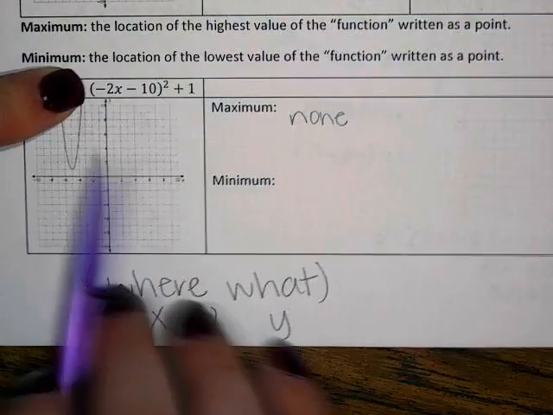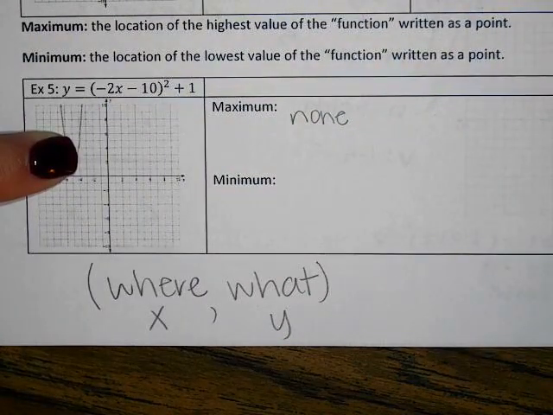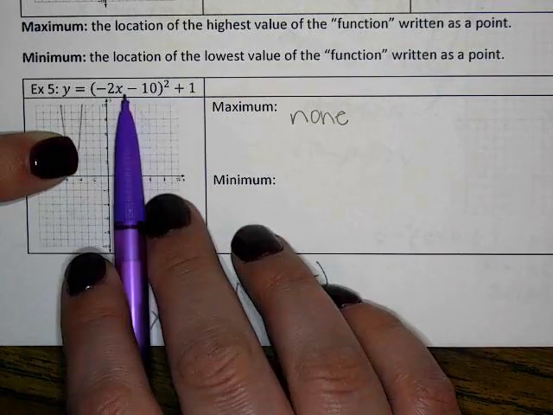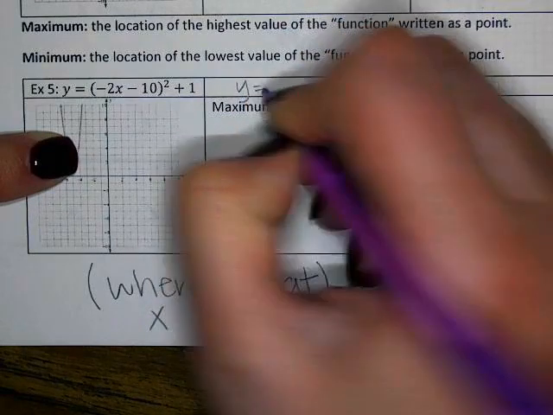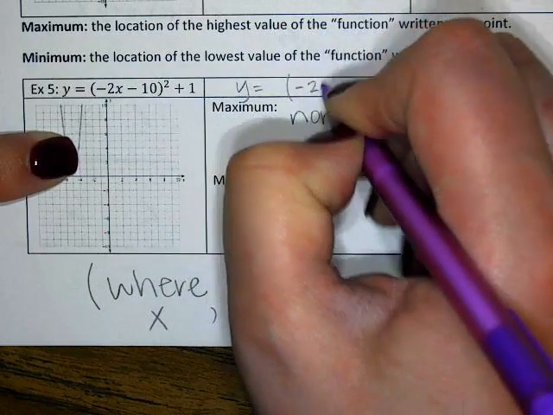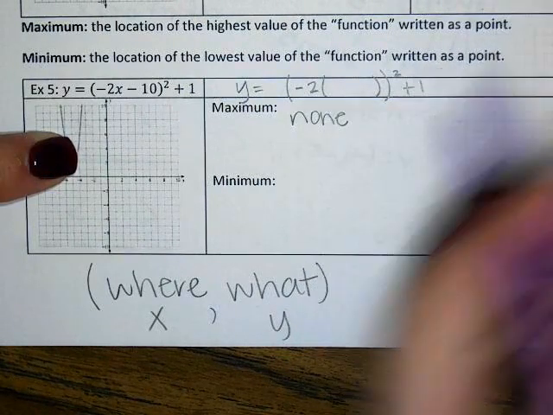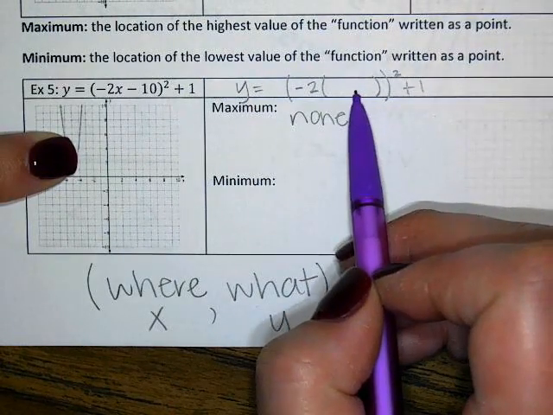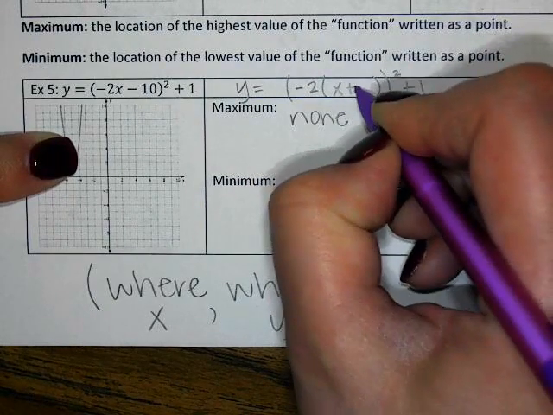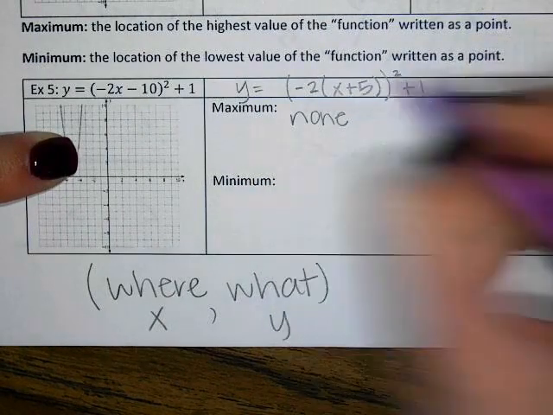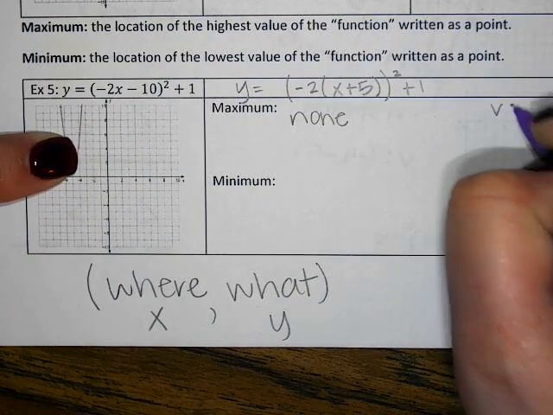The GCF is -2. So I've got -2 squared plus 1. And then what would be in the parentheses? X plus, x plus 5, because we took out a negative. And so what is the vertex? -5, 1. And that fits our graph. -5, 1 makes sense for that. So the minimum is -5, 1.